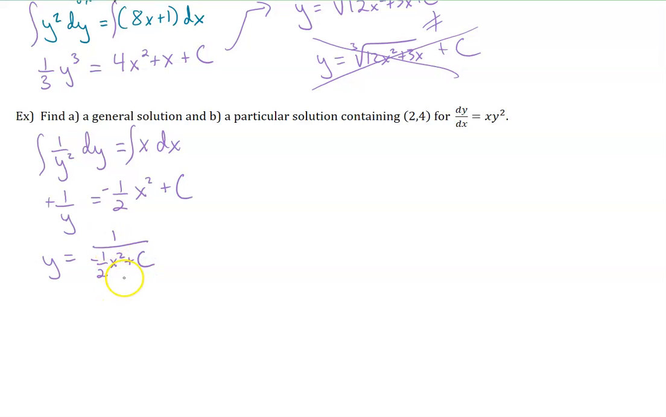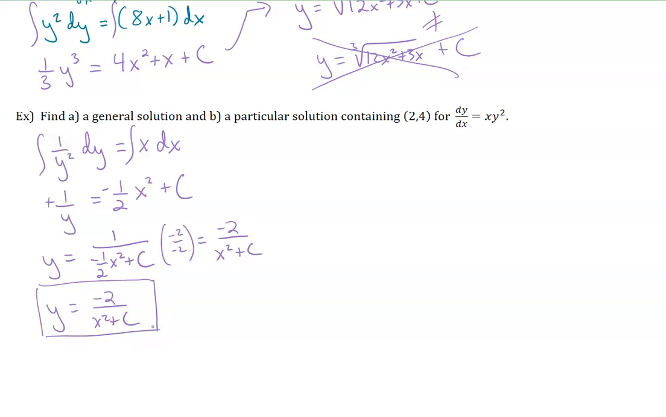Now I don't want to leave it like this, so I'm going to multiply by -2 over -2, which gives -2 over x squared plus c. So y equals -2 over x squared plus c is my general solution. For part B, I want to plug (2, 4) into this function and get a particular solution.